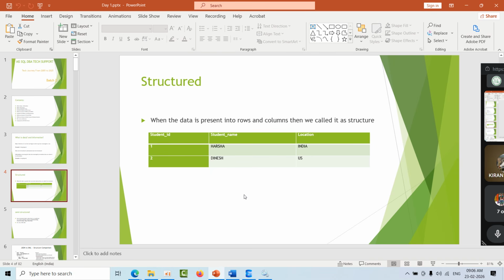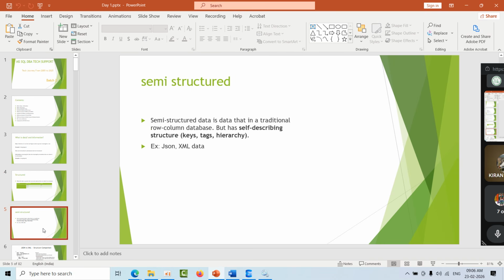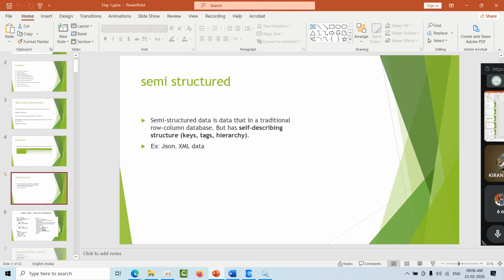And mostly SQL Server supports mainly structured data only. Okay, now coming to semi-structured. Semi-structured means the data is not a traditional row-column database, but it has a self-describing structure, with keys and columns. Hierarchy will be there, like JSON format or XML data. Okay, we are going to see the difference.